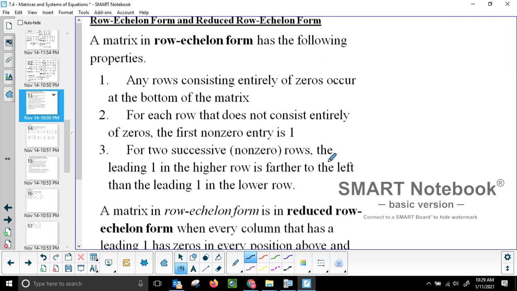All right, so now we're going to talk about row echelon form, which we essentially already did. But this is just a very formal definition. A matrix is in row echelon form if it has the following properties. Any rows consisting entirely of zeros occur at the bottom of the matrix. So you are allowed to have rows that are all zeros, they just have to be at the bottom. For each row that does not consist entirely of zeros, the first non-zero entry is a 1. And for two successive non-zero rows, the leading one in the higher row is farther to the left than the leading one in the lower row.